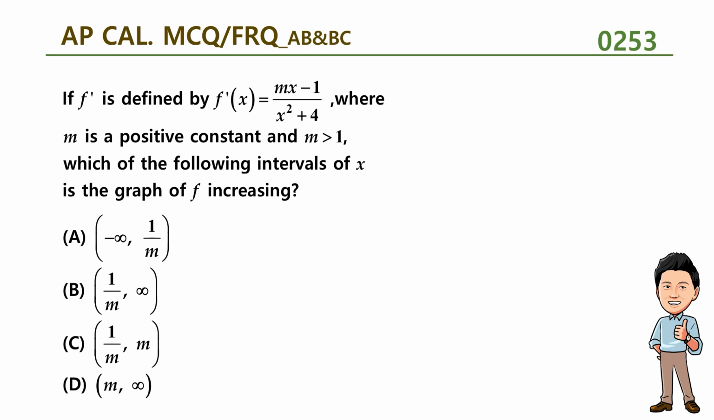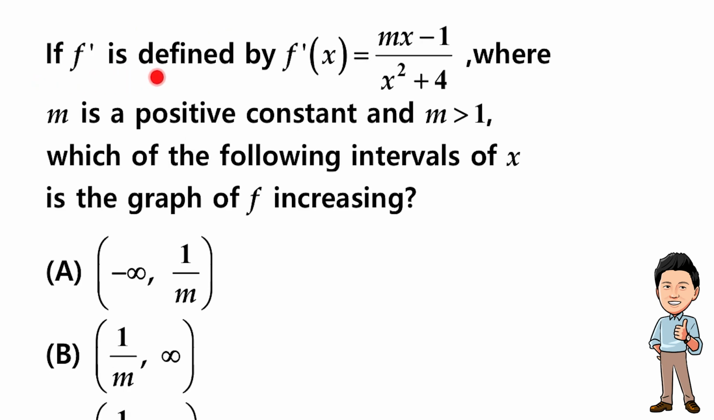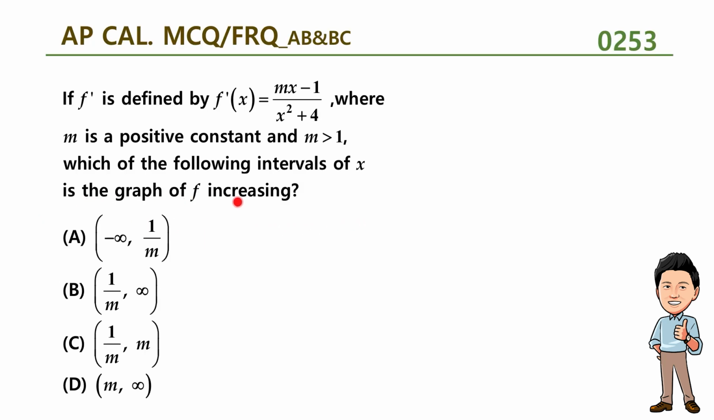Question 253. If f prime is defined by this, where m is a positive constant and m is greater than 1, then on which of the following intervals of x is the graph of f increasing? The graph of f is increasing whenever f prime is positive, right? So we're going to find the critical points of f and perform the first derivative test, right?